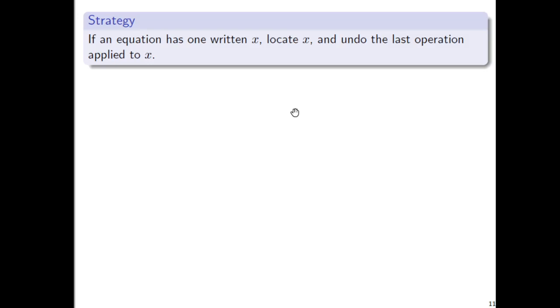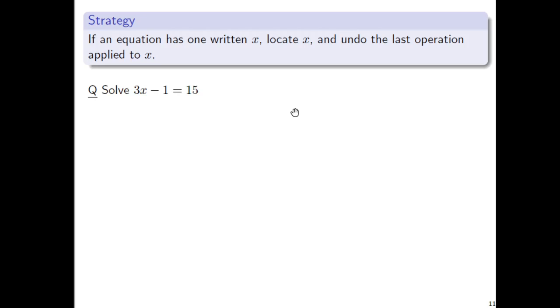Okay, let's remind ourselves of an old strategy for solving equations. If your equation has one written copy of the variable x, locate where x is, and undo the last operation applied to x. So for example, solve 3x minus 1 equals 15.